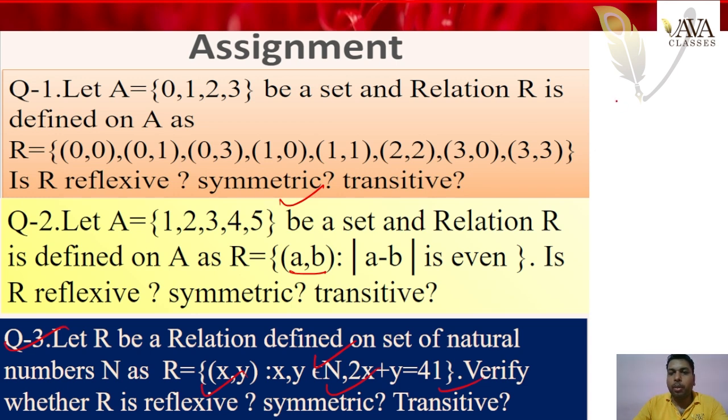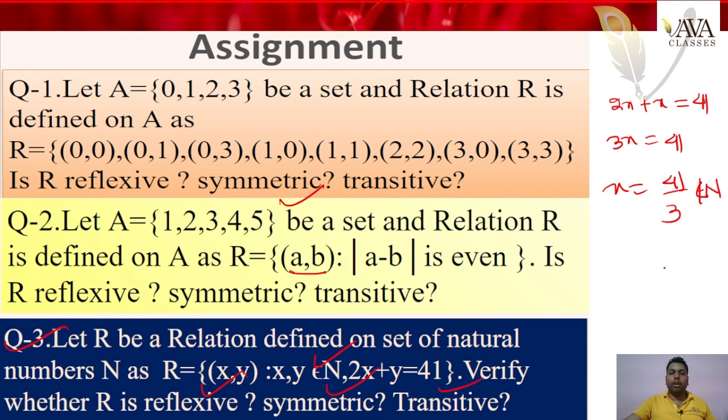2x plus y equal to 41. Now for 2x plus x, suppose x is y. So for 2x plus x equal to 41, 3x equal to 41, x equal to 41 by 3, it is not a natural number. Since it is not a natural number, we can say that it is not reflexive.